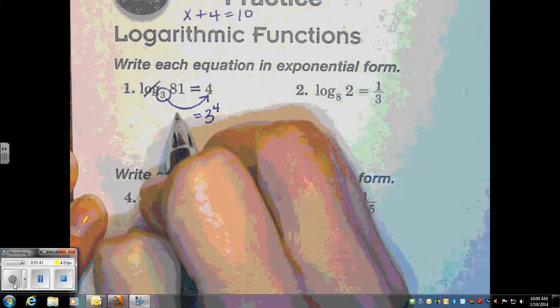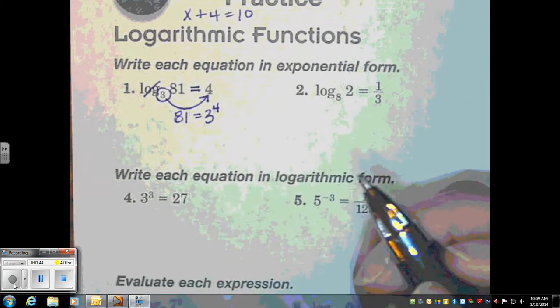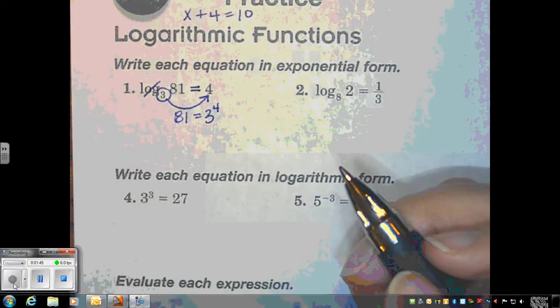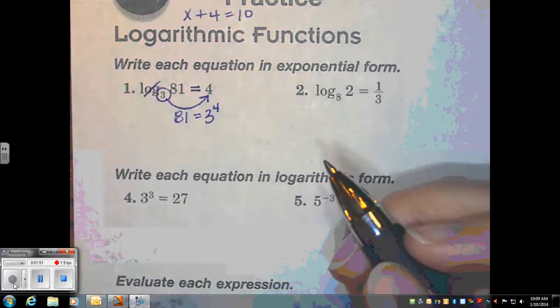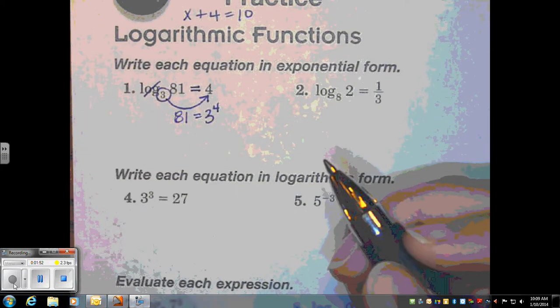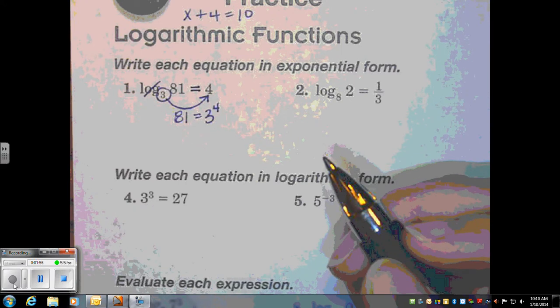The 81 is untouched. Is that a true statement? Is 81 3 to the 4th power? No. Let's see. Yes, it is. 3 to the 4th. So I know I did it correctly. That's the answer. That's all you had to do was rearrange it in exponential form.